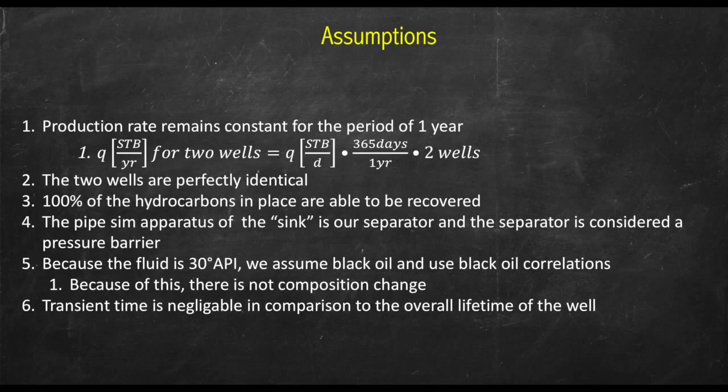The following assumptions have been made. Production rate remains constant for the period of 1 year. The two wells are perfectly identical. 100% of the hydrocarbons in place are able to be recovered. The Pipesim apparatus of the sink is our separator, and the separator is considered a pressure barrier. Because the fluid is 30 degrees API, we assume black oil and use black oil correlations. Because of this, there is no composition change. Transient time is negligible in comparison to the overall lifetime of the well.